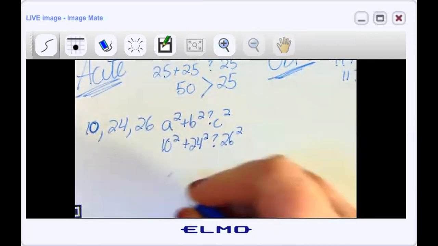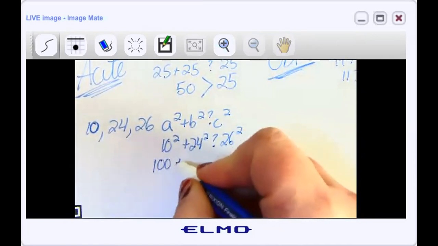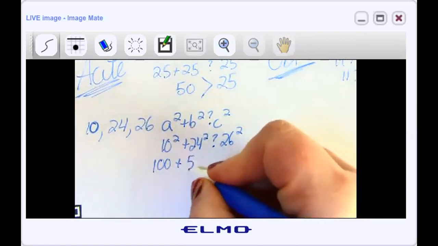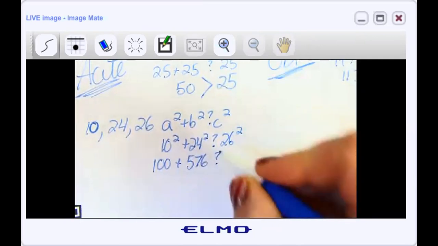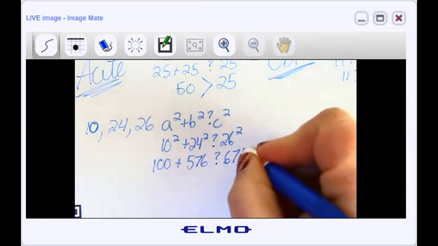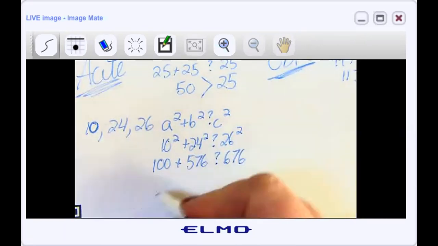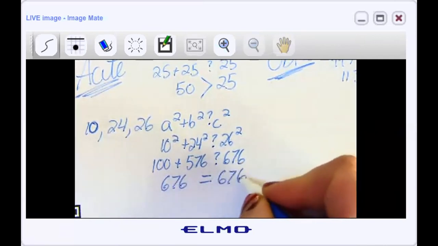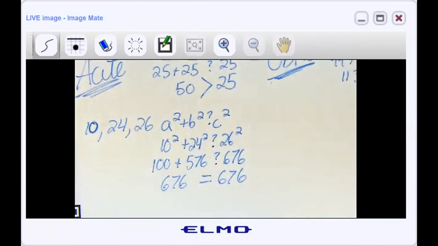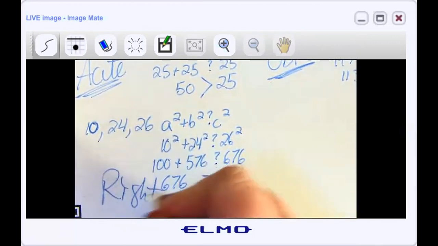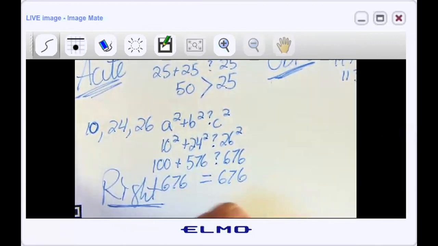Well, I don't know yet. Let's find out. 10 squared is 100. 24 squared, I don't know that one. 24 squared is 576. And how does that compare to 26 squared, which is 676? Oh, hey, how about that? This time I get 676 equals 676. So when that happens, if both sides are the same, that means I have a right triangle. So that's my answer this time. This has to be a right triangle.